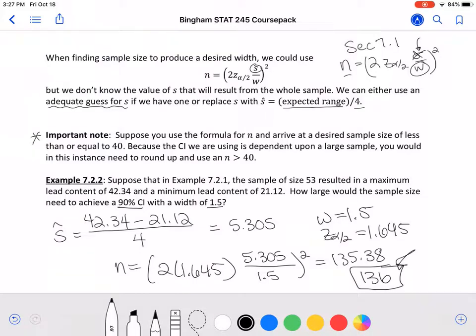One thing I have in here as a note is that if we do this procedure and maybe get something small like 22, remember that everything we're doing here does require us to have an n of at least 40 so that we can relax the normality assumption and use s in the first place. So if you get a small answer for your n like 22, you would need to bump it up to be greater than 40, so we would need a sample of at least 41 in that case.